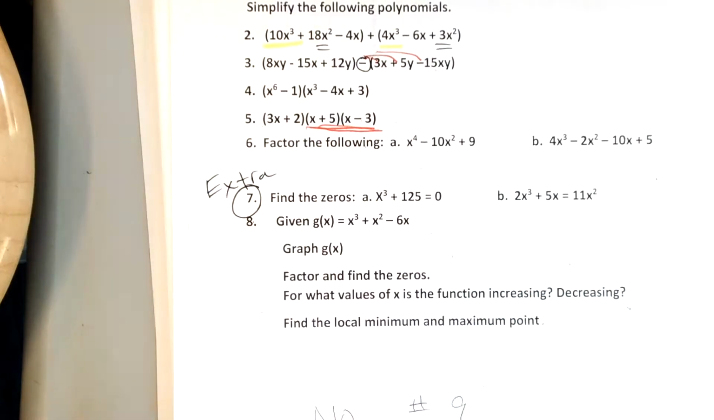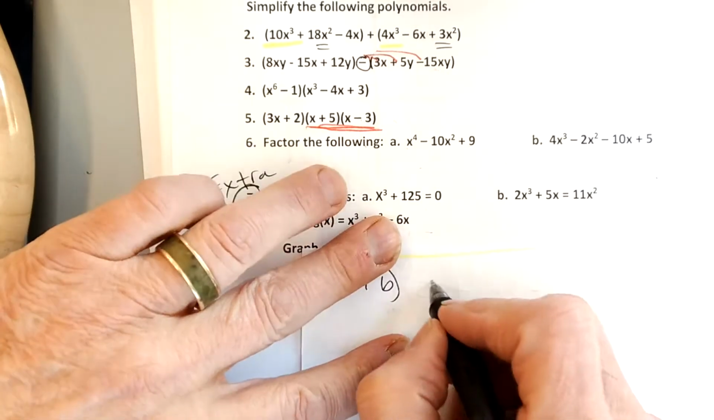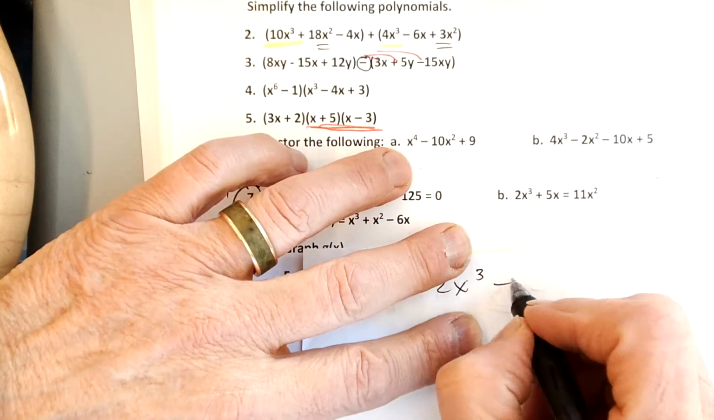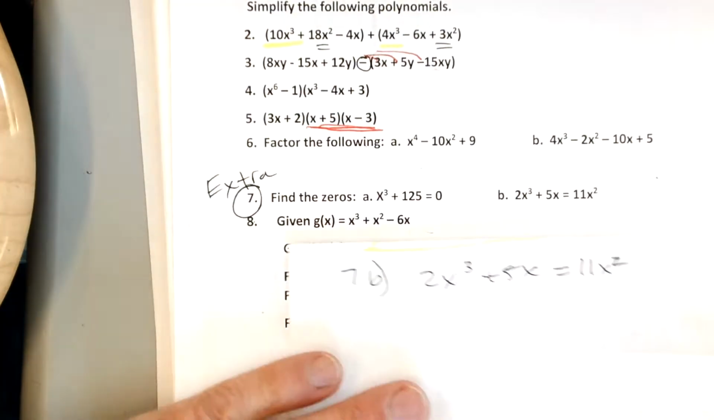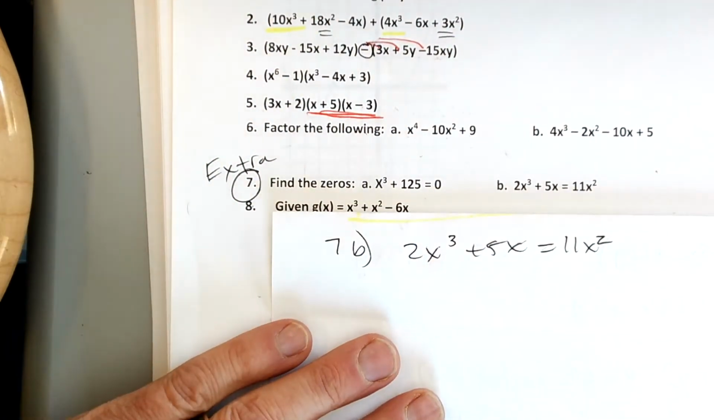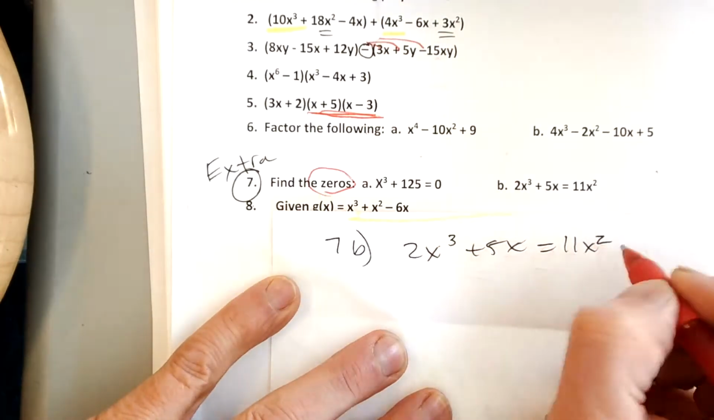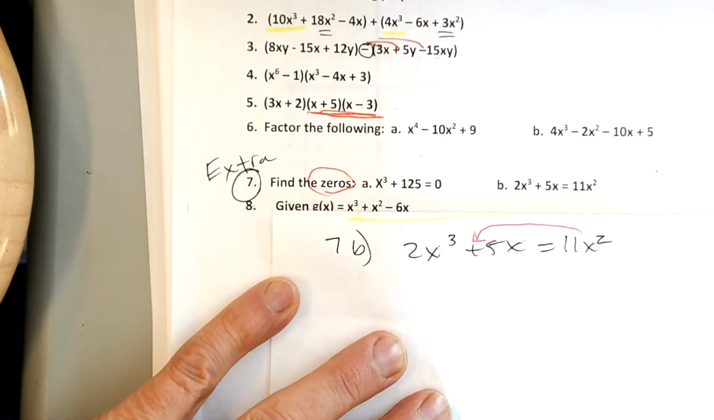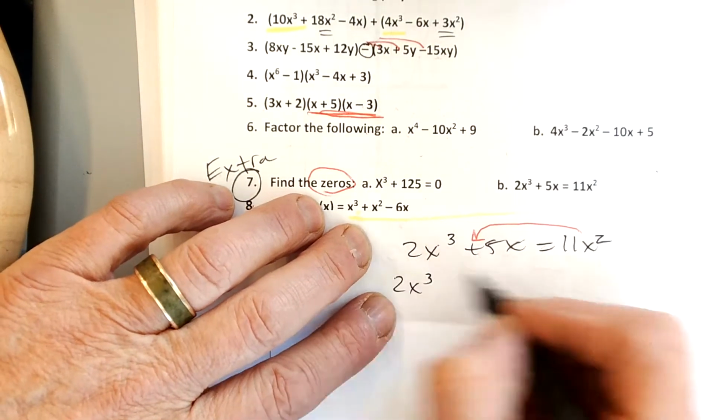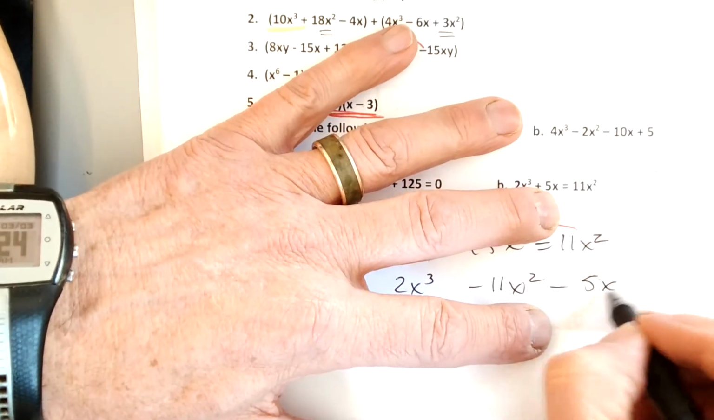Extra credit, that one right there. You're going to see that kind of as the extra credit. But let's look at B. So 7B, we've got 2x cubed plus 5x equals 11x squared. I need to bring them all over, because to find zeros, you have to make it equal to 0. So I'll bring this over and put it right there, and put them in line. So 2x cubed minus 11x squared plus 5x equals 0.